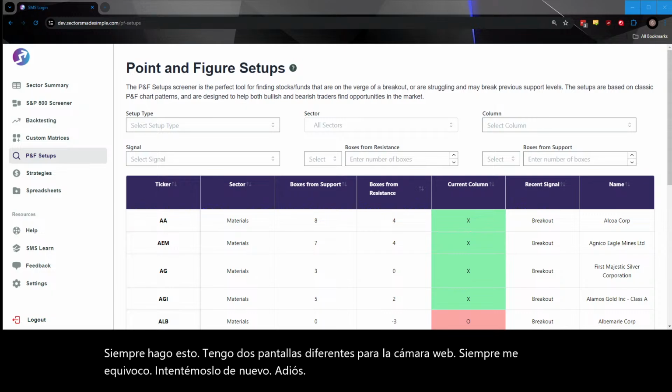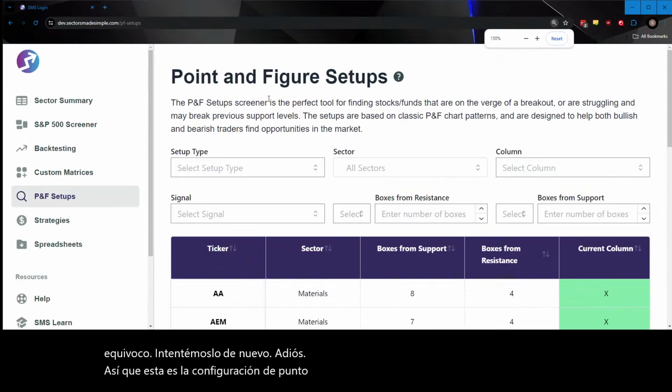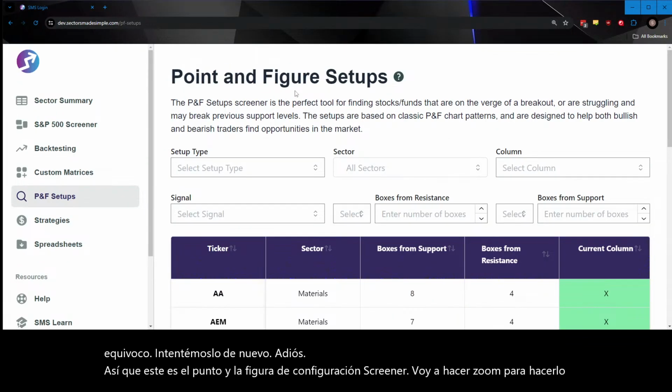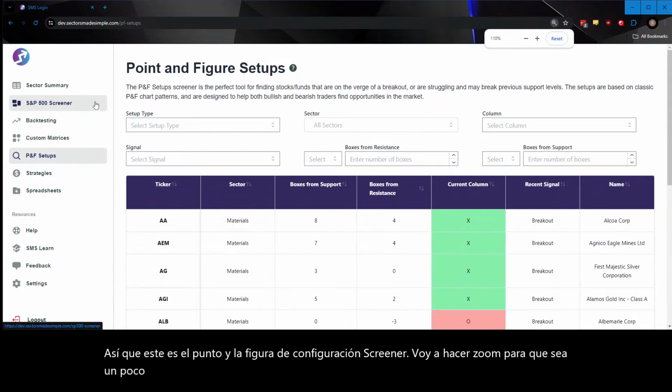So this is the point and figure setup screener. I'm going to zoom in to make it a little bit easier to read. That was a bad idea. Back to this.